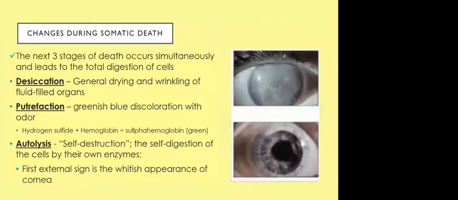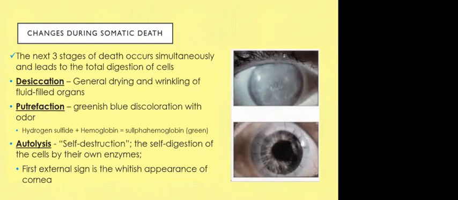Okay, for the last three secondary changes that the body undergoes after somatic death, we have desiccation, putrefaction, and autolysis. So we have desiccation first. This is most evident in the cornea and on the anterior chamber of the eye. The reason for this is the absorption of the aqueous humor. So there is drying and wrinkling of the fluid in the eye.